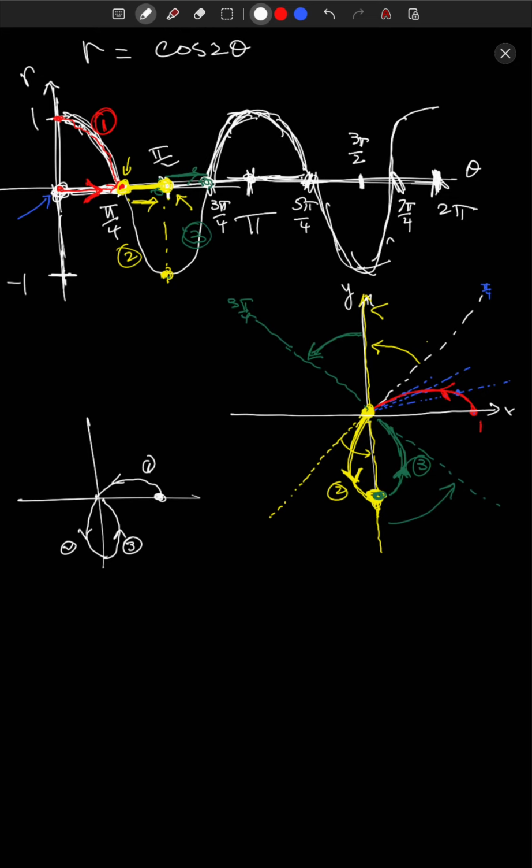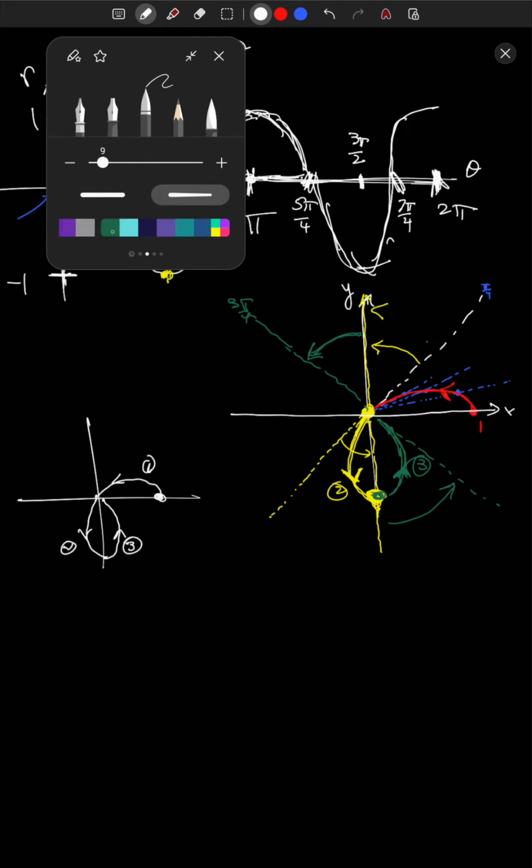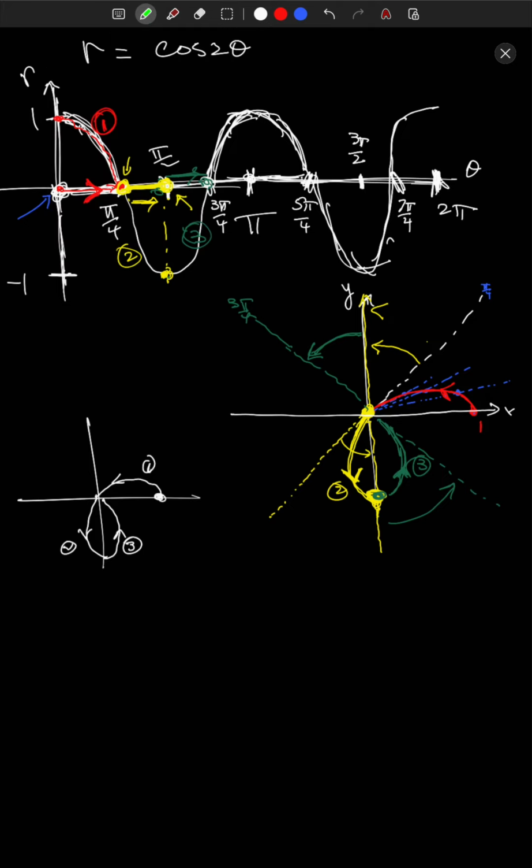So in a way, hopefully you get the hang of the idea at this point. The next portion is from 3 pi over 4 to pi. So 3 pi over 4 to pi is this region right there, from here to there. And in terms of the xy plane, the xy picture, that's traveling from here to there. All right, pi is 180 degrees.